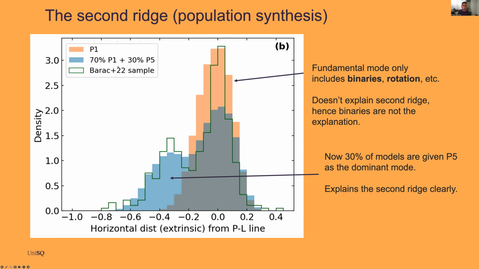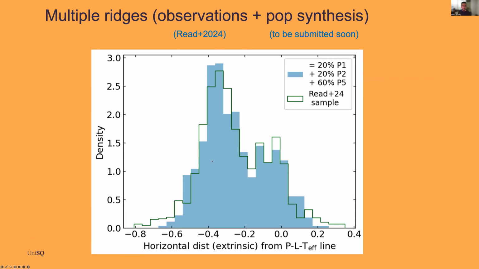However, if we now make it so that 70% of stars pulsate in the fundamental radial mode and 30% pulsate in the n=5 mode, we now can explain that second ridge. It's important to note that the shape of this histogram depends on the population you observe. So if you take observations from Reed et al. 2024 instead, then you need a different mixture model of different pulsation modes in order to explain it. But I hope you'll agree that we do a pretty good job at reproducing those observations.